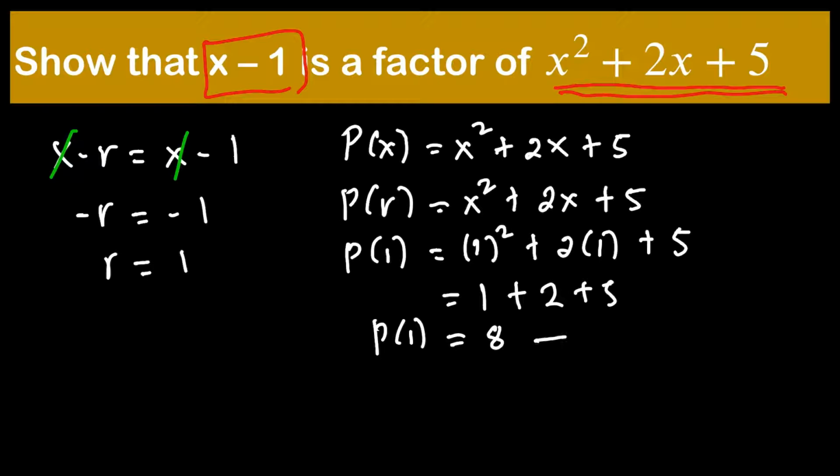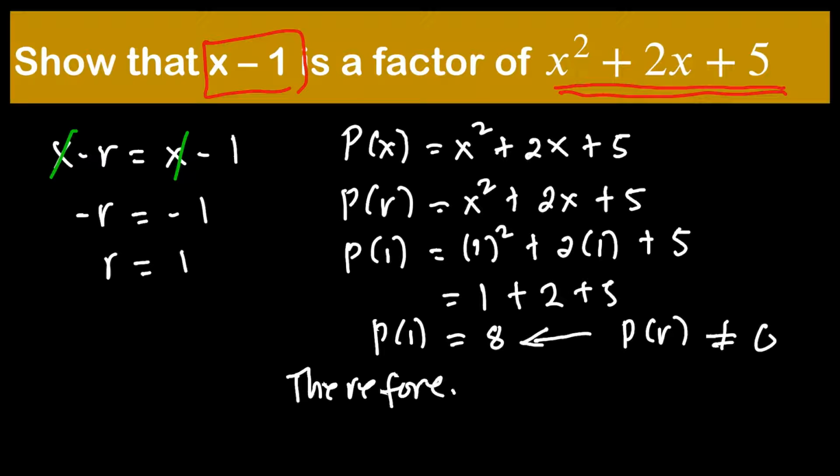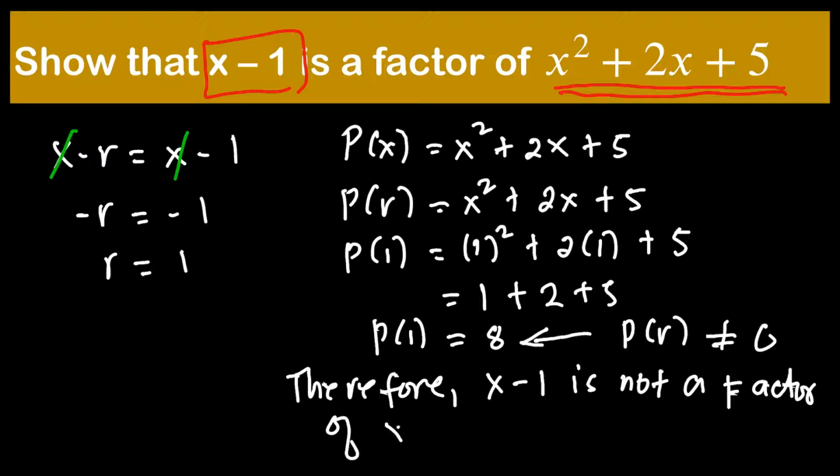So this simply means that our p of r is not equal to 0. And since our p of r is not equal to 0, therefore we can say that x minus 1 is not a factor of x squared plus 2x plus 5.